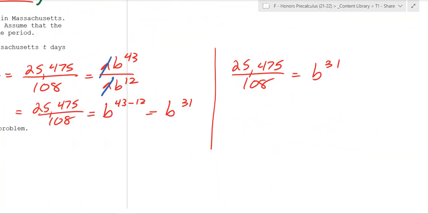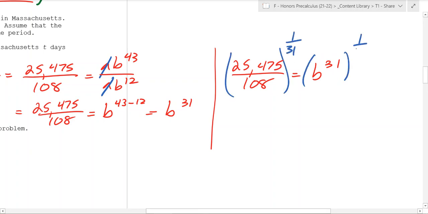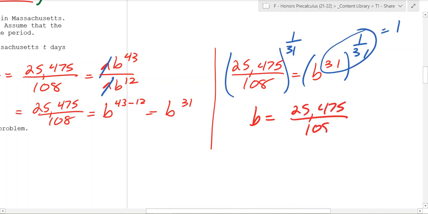So how do you go about solving this? Well, to get rid of a square, you use a square root. To get rid of a cube, you use a cube root. But now you have a 31st power. So what you're doing is raising this to the 1 over 31 power. You're taking both sides and raising them to 1 over 31, because when you have powers of powers, they multiply. 1 over 31 times 31 is 1. So b in this case is equal to 25,475 over 108, to the 1 over 31 power.